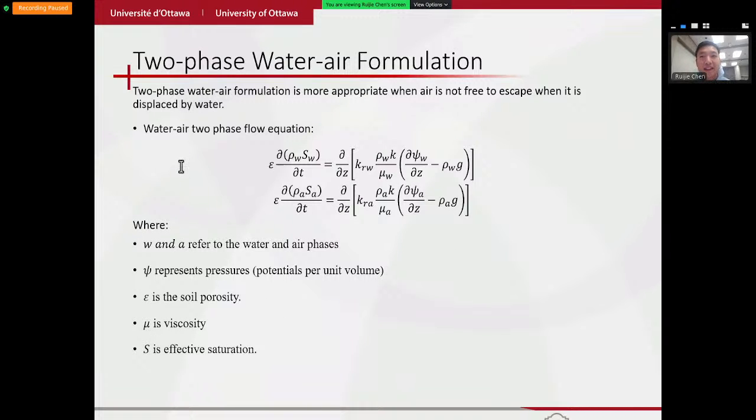But sometimes the Richards equation is not appropriate, when the air pressure cannot be neglected. So we need a two-phase equation to describe the flow. The Richards equation handles the flow in a single equation, but for two-phase flow we have two equations. Here, W and A refer to the water and air phases, phi represents the potentials, epsilon is the soil porosity, mu is the viscosity, and S is the effective saturation.